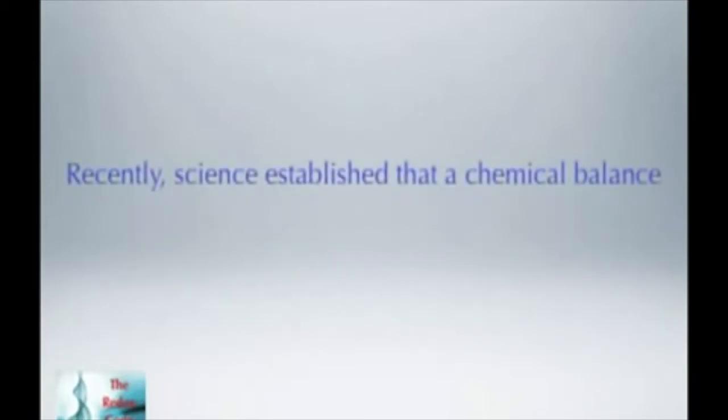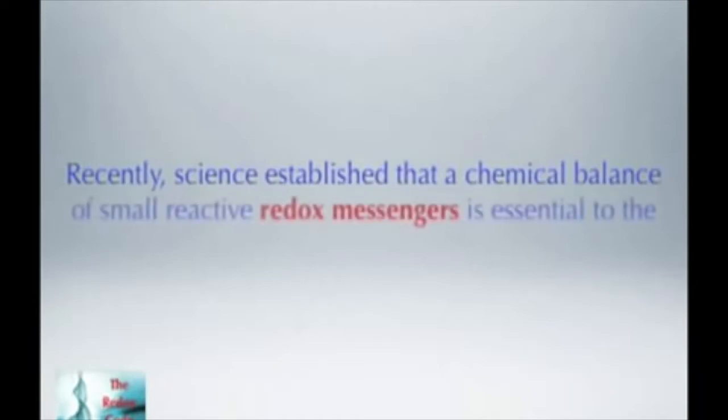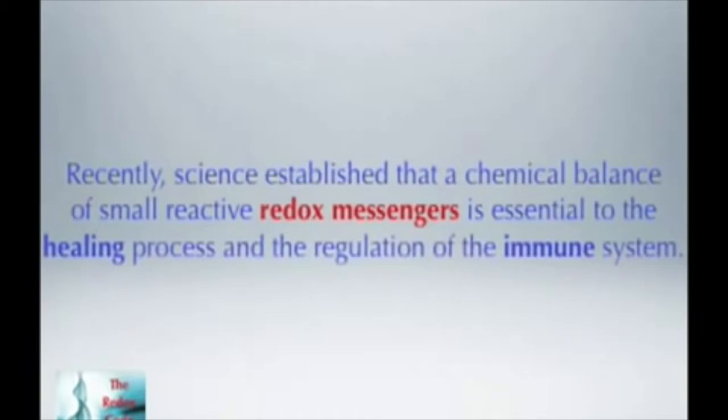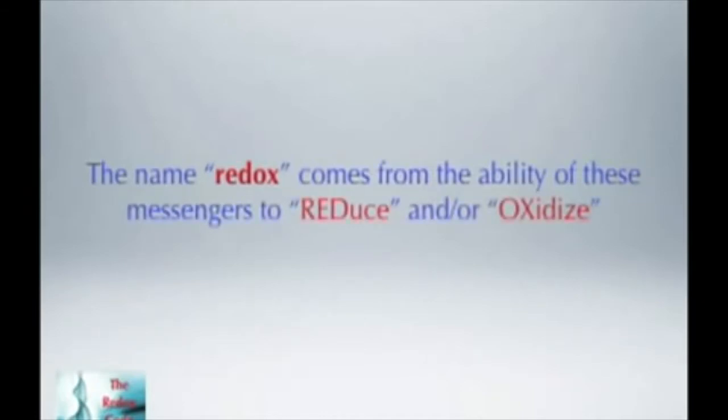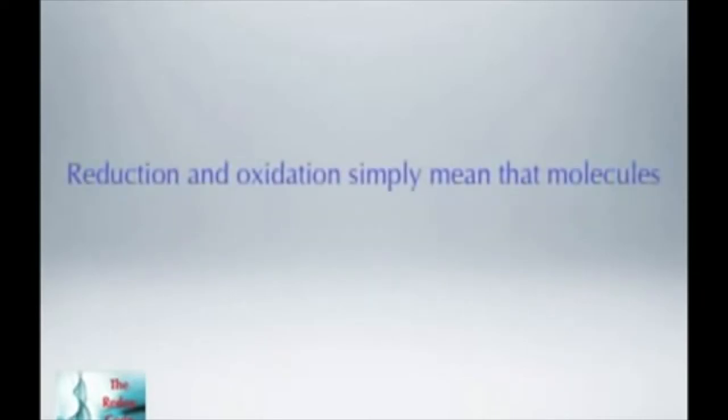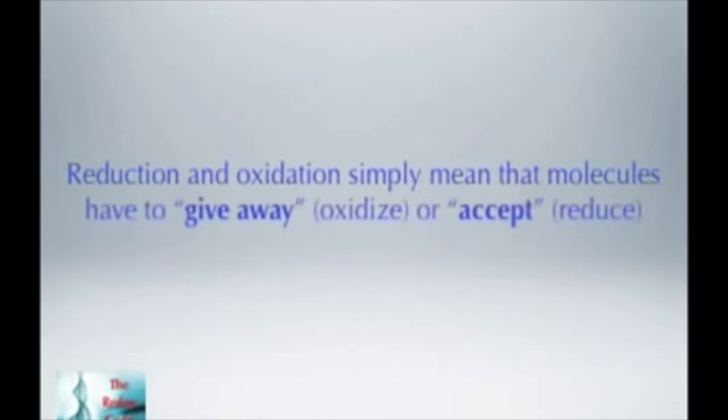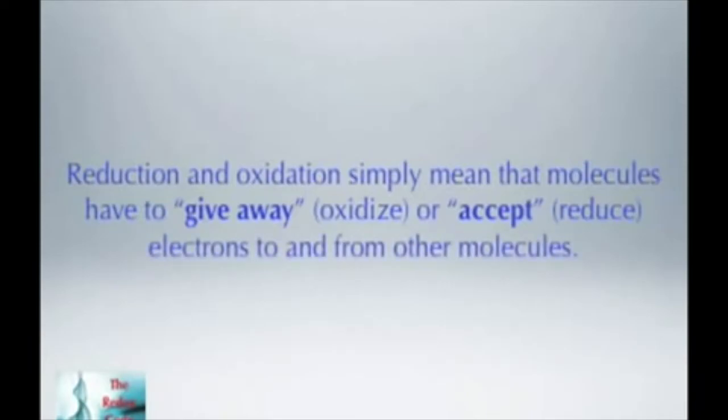Now, recently, science established that a chemical balance of small reactive redox messengers is essential to the healing process and the regulation of the immune system. The name redox comes from the ability of these messengers to reduce and/or oxidize molecules in their environment. What that means is reduction and oxidation mean that the molecules have to give away, which is to oxidize, or accept, which is to reduce, electrons to and from other molecules in their vicinity.